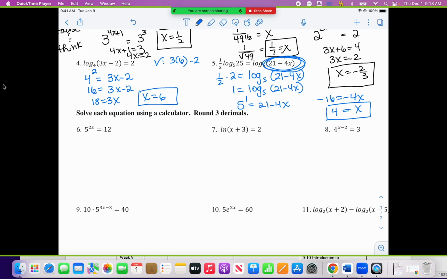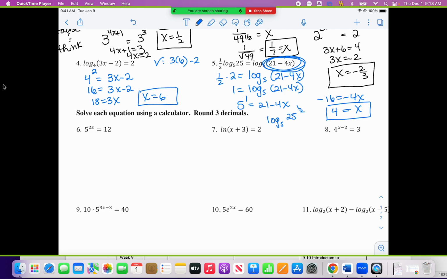Yeah. For the logs, could you do 25 times 1/2? Like you know how you move it if it's an exponent to the front of the log? Could you set the inside of the log to the other inside?